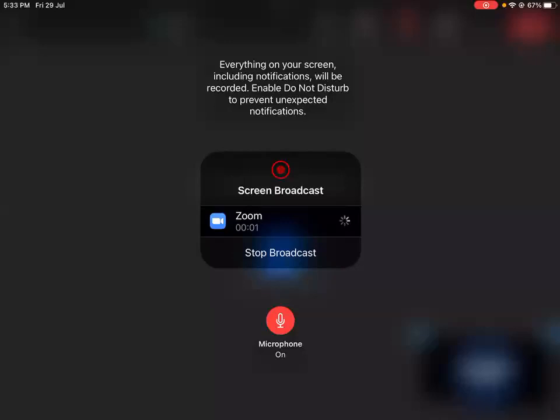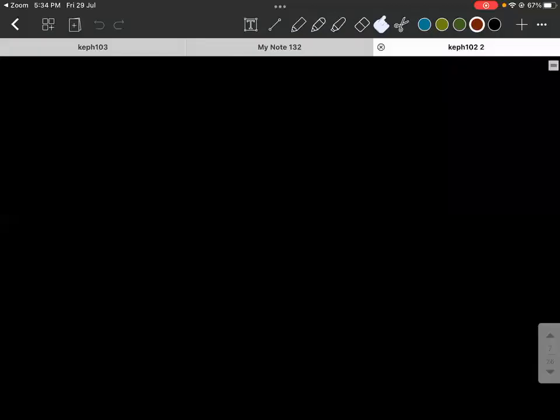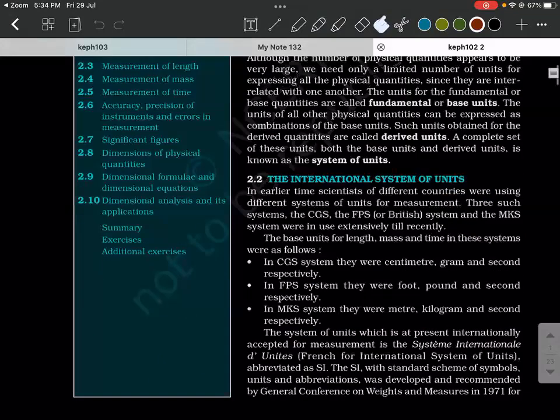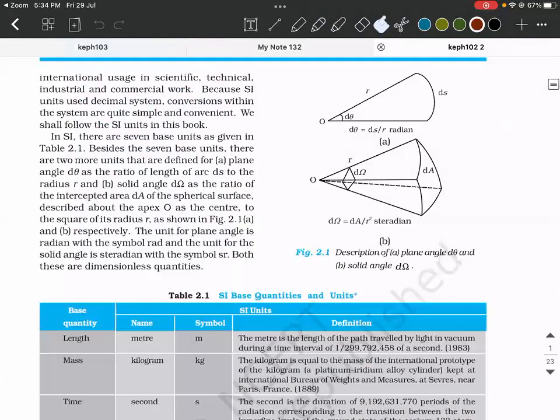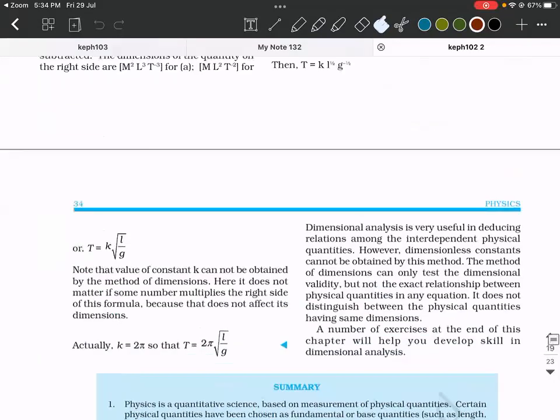Just a minute. Then I have to open my. Not sure what is happening. 2.17. Page number? Here the page number will be slightly different.